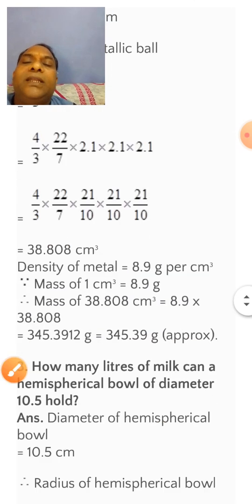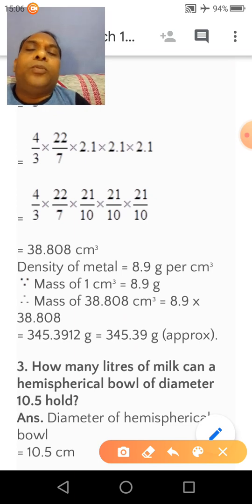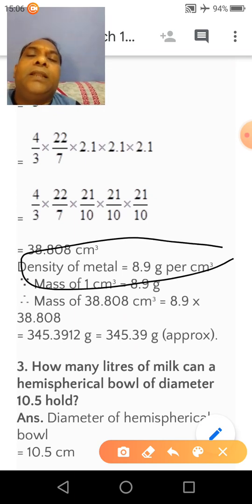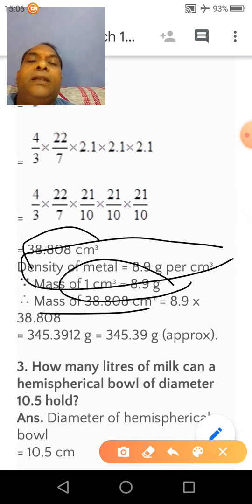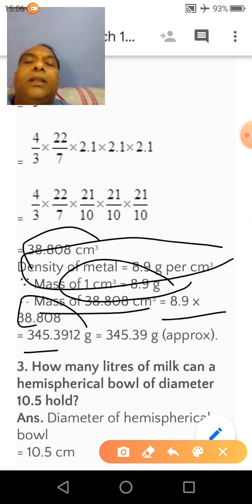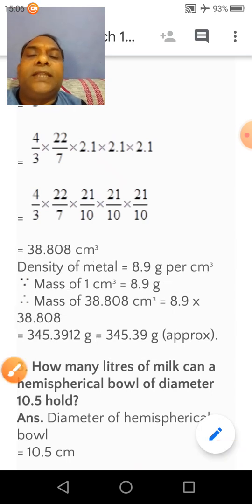Now density, you know that unit of density is kg per meter cube or gram per centimeter cube. So here density of the metal is given. It means mass of 1 centimeter cube is 8.9 gram. So mass of 38.808 centimeter cube will be equal to 8.9 into 38.808. Now calculate it. Then you have mass of the metallic ball. Clear, students? Now see the next question.